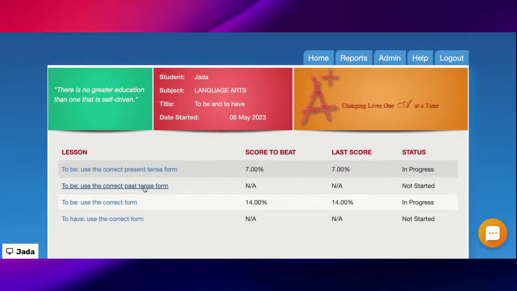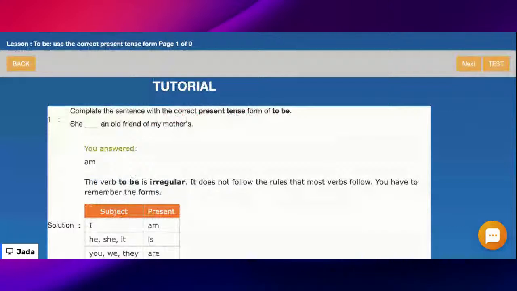Okay, so we have two lessons today. To be: use the correct present tense form, and to be: use the correct past tense form. So we'll start with the first one, which is to be: use the correct present tense form.